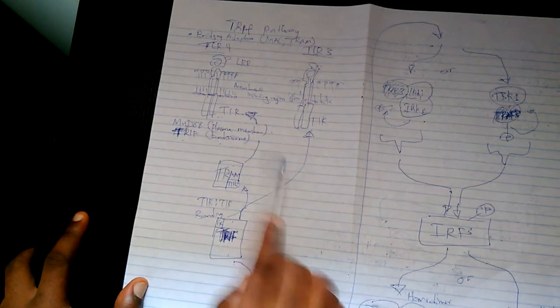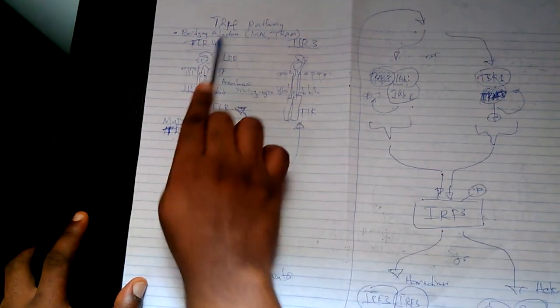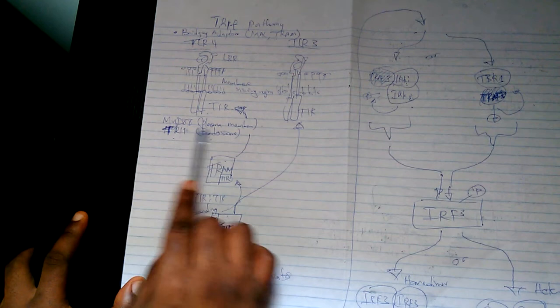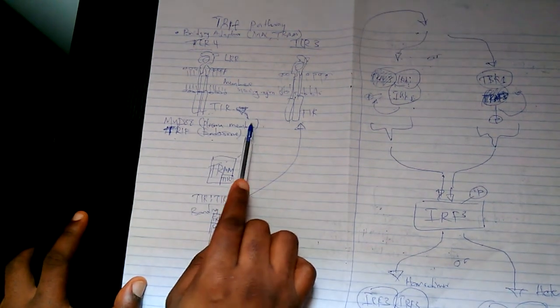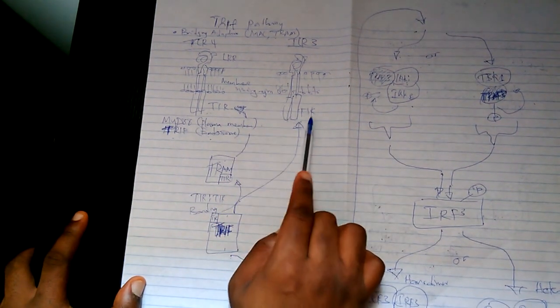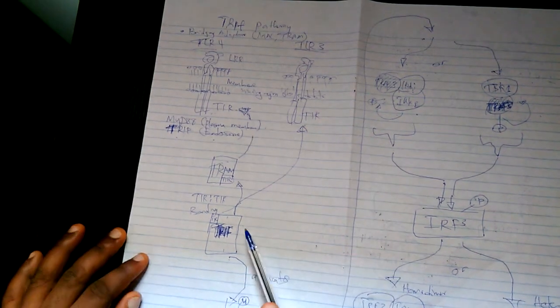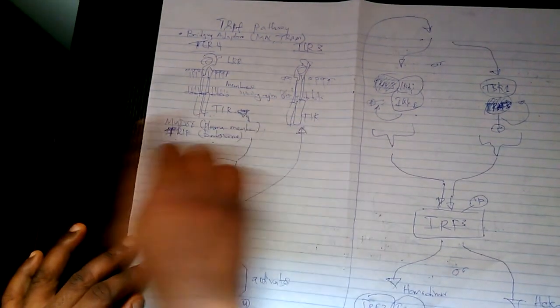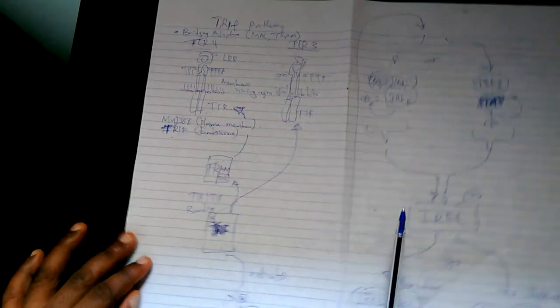If it's not in the endosome, the pathway will be different. The pathway will not even be TRIF. The pathway will be what? If it's on the plasma membrane, the pathway will be the MAL/MyD88 pathway. But since it's TRIF, it means that they are both on the endosomal membrane.